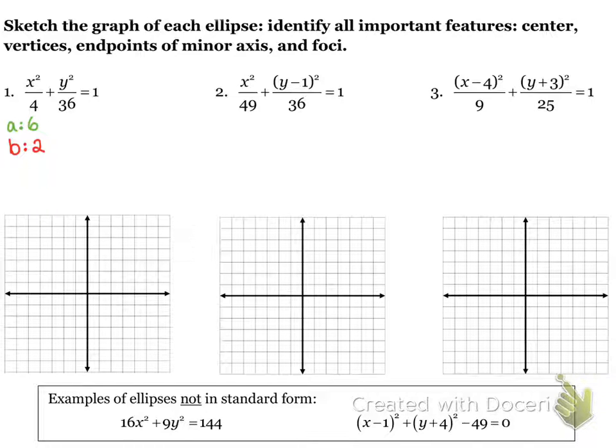The next thing we can do is find the center, and looking at the numerator, there are no shifts, so our center is 0, 0. Something else that's important to note is the major axis. Based off of A and B, which one is going to be the major? Since 36 is greater than 4, it's under the Y value, and when you think Y, you think vertical. So our vertical axis is going to be our major axis.